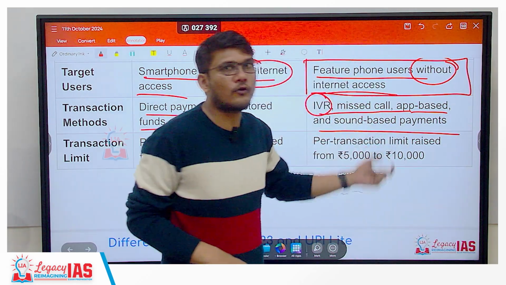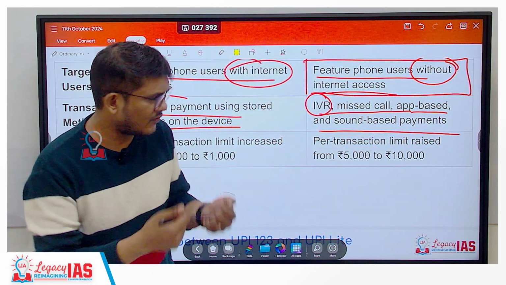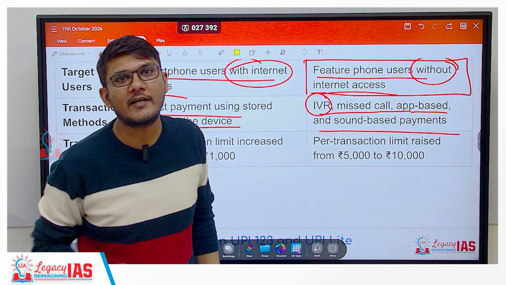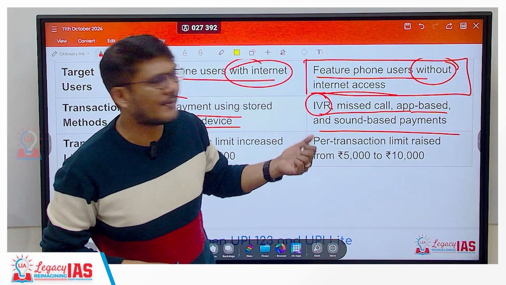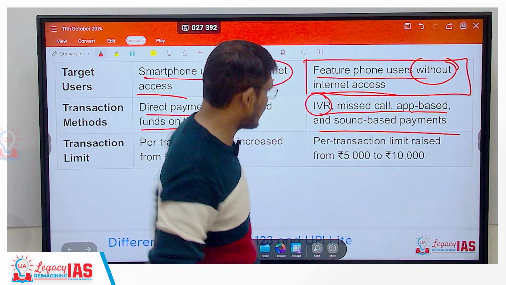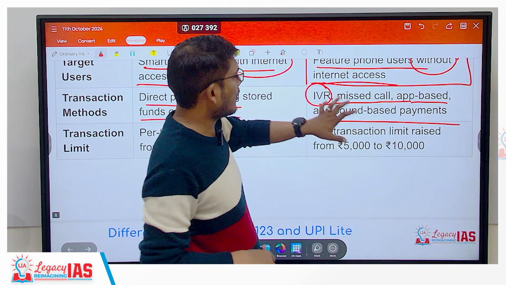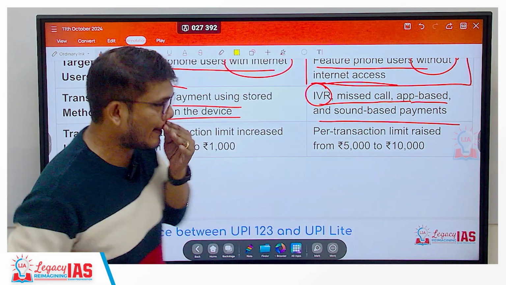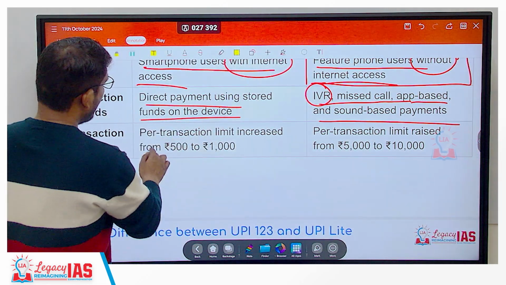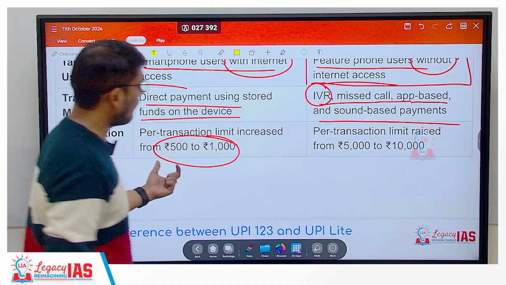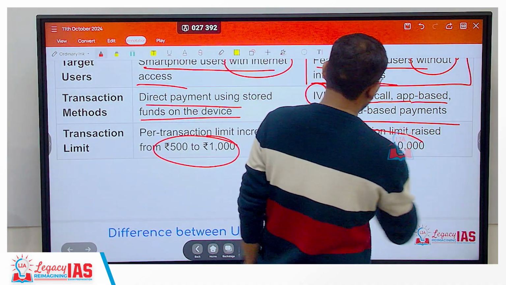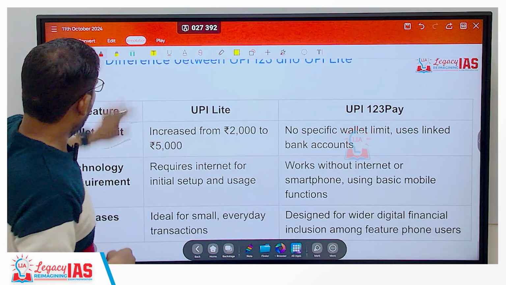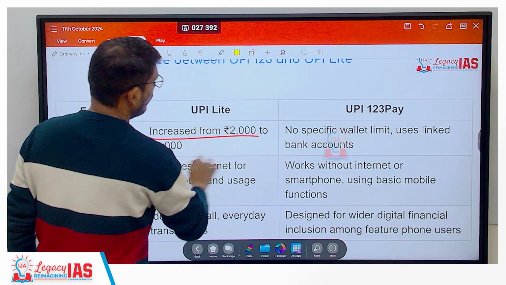Now missed call also: you can either send a message or send a missed call, so that you can get a list of various services that are applicable, and based on that you keep pressing different things or keep sending different messages. Okay, so it is based on the IVR, missed call and sound-based payments. On call also it can be done without the internet. Per transaction limit we just saw increased from 500 to 1000. Per transaction limit increased from 5000 to 10,000. Wallet limit increased from 2000 to 5000.